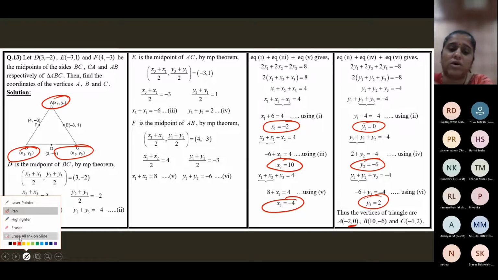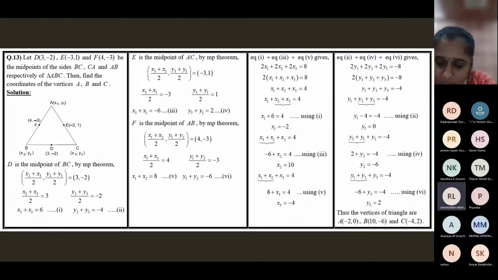Yes, Ram, where did you go wrong? I mean, calculation. I found out. Calculation only went wrong. You found your mistake? Yes, ma'am. Very good. Okay.